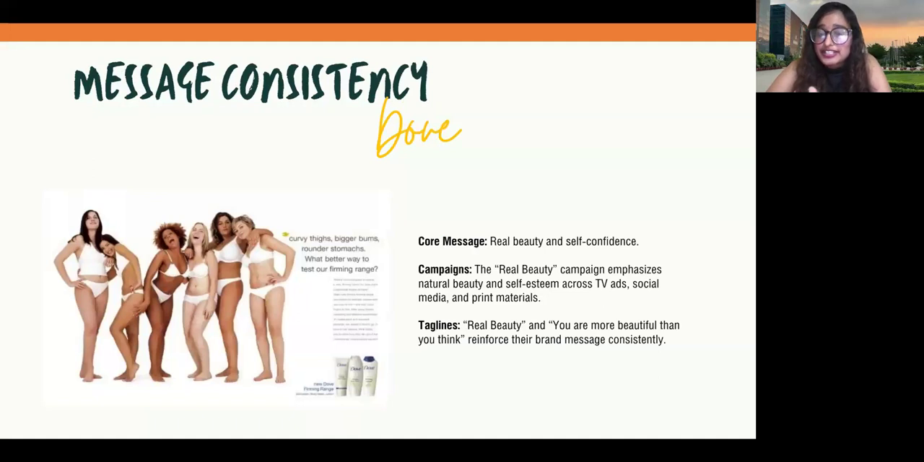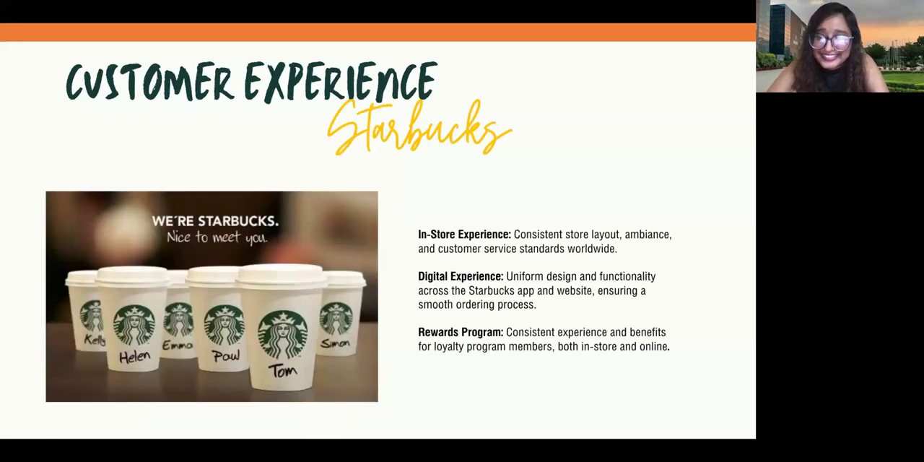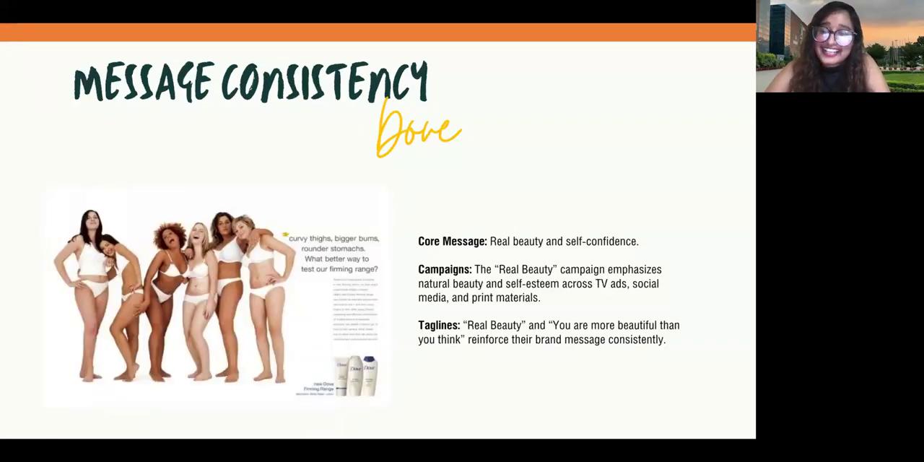Image consistency is very important, and you can see it in a lot of brands these days. Some brands are known as being feminist or supporting certain issues. One of the examples is Dove. Its core message is real beauty and self-confidence, and it promotes that all around its campaigns and all the ads. And taglines like real beauty and you are more beautiful than you think are what it uses.